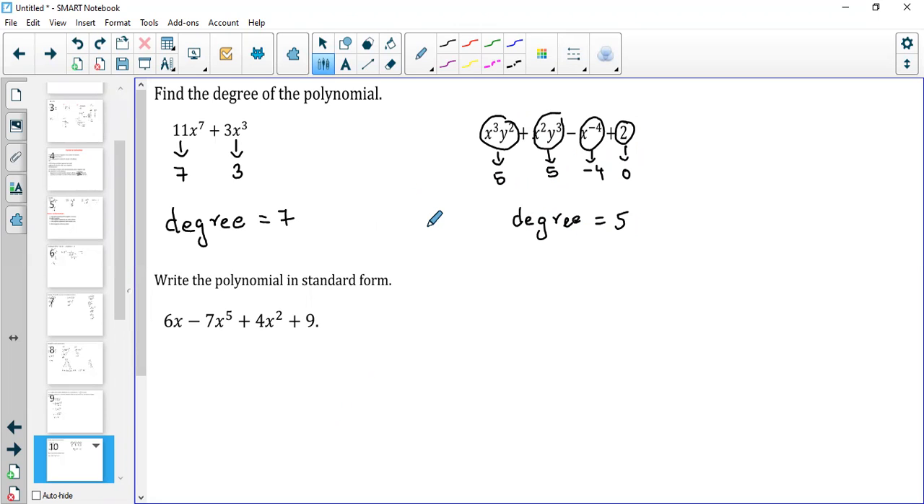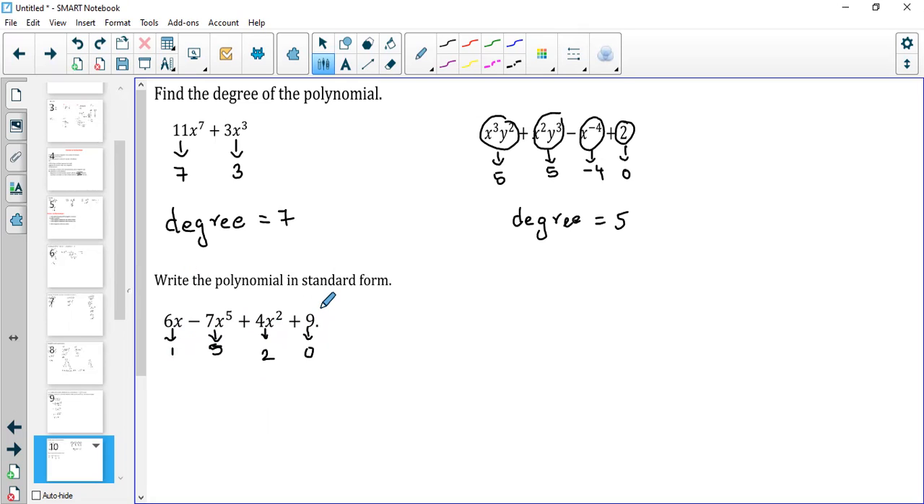Okay, now write the polynomial in standard form. How do you write the polynomial in standard form? You need to find the degree of each of them and then arrange it from the greatest to the least degree. So here the degree is going to be 1 because there is only 1 here. Here the degree is going to be 5. Here the degree is going to be 2 and here it is going to be 0, right? Because there are no exponents here.